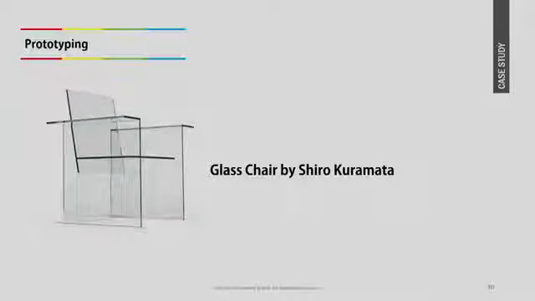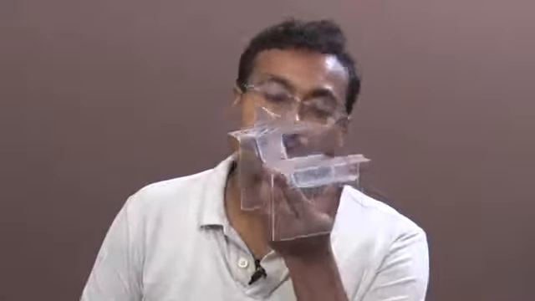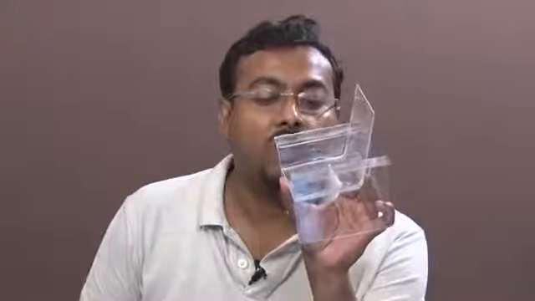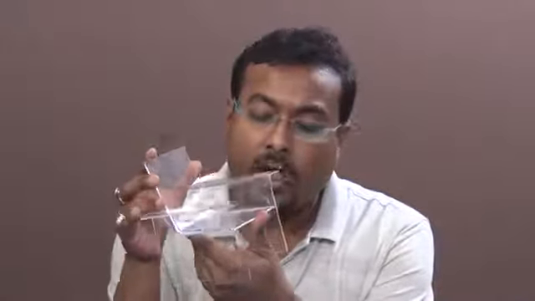Next is the glass chair by Shiro Kuramata. As I have discussed, acrylic can be used as an alternative material to glass. So we have used acrylic to give this kind of form. Acrylic is also plastic, hence we can give this kind of bend and any other organic form on acrylic. We can use acrylic in vacuum forming also. In this particular case we have used a hot gun and given these bends.